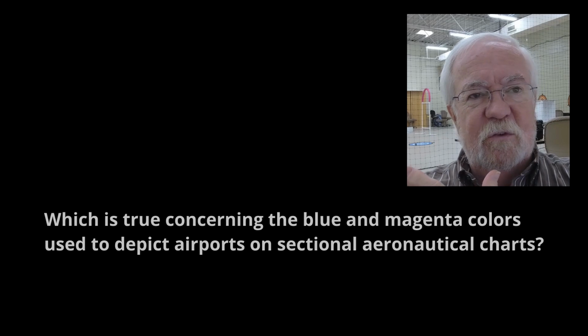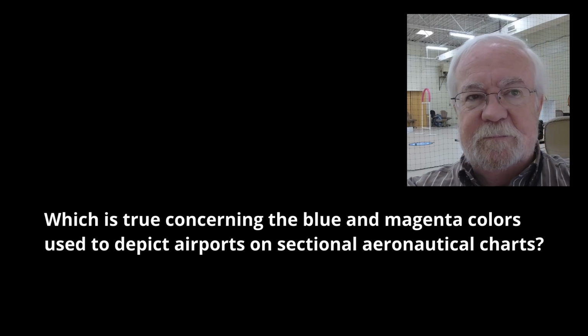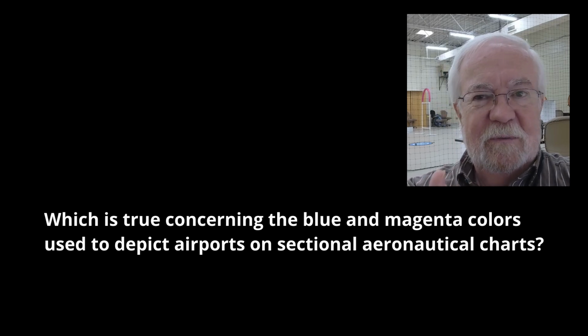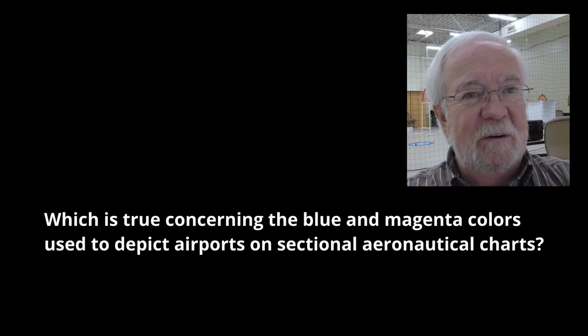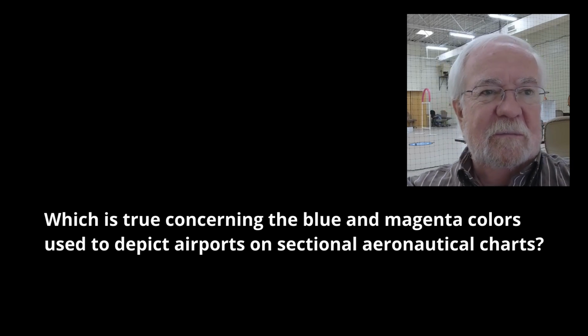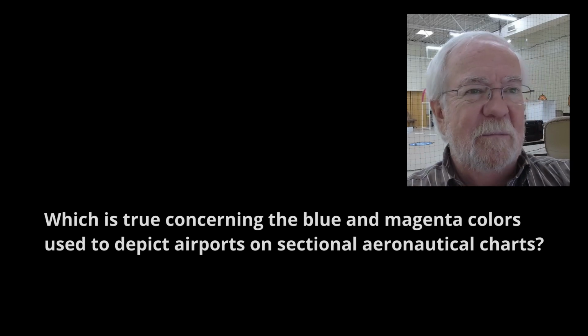So the first question I want to talk about, man, this just should be right off the top of your head. The question is, what is true concerning the blue and magenta colors used to depict airports on a sectional aeronautical chart? Well, the blue has a control tower, and the magenta is pilot controlled, or no control tower. That should pop right into your mind. That is the correct answer: airports having control towers are shown in blue, all others in magenta. So you don't really need to pause on that. You don't really look it up. That should just come right up in your mind.